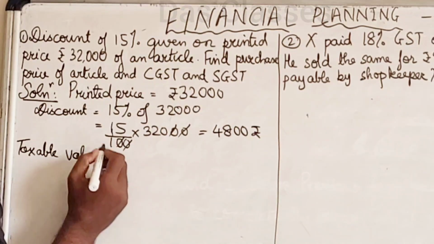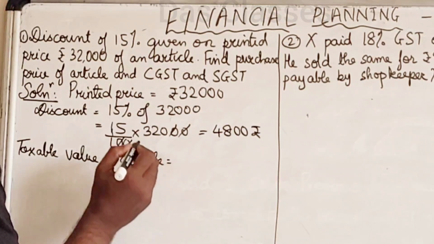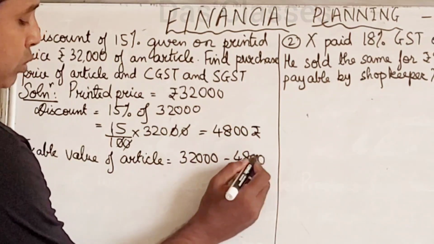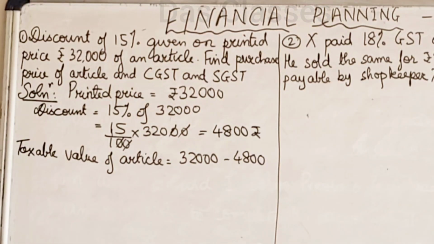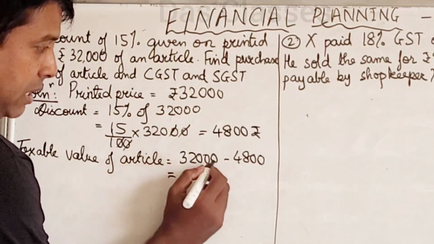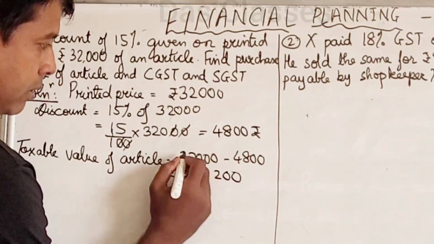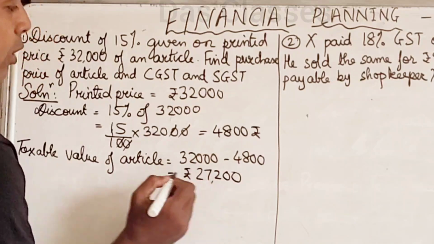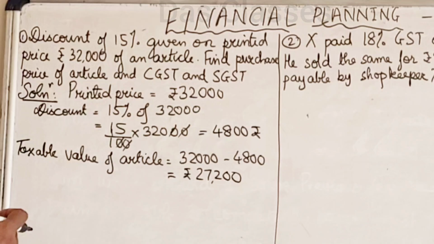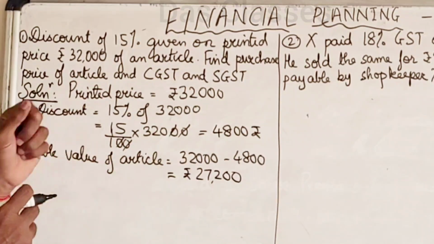Taxable value of article is going to be equal to 32,000. That was the price, and the discount given was 4,800. So when I subtract that, that comes to 27,200. So the taxable value of the article is going to be 27,200. So the CGST and the SGST are calculated on this value, on the taxable value.